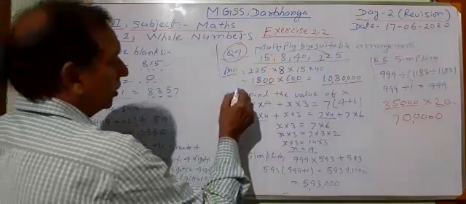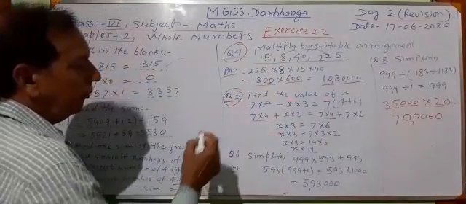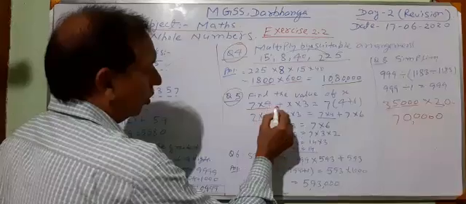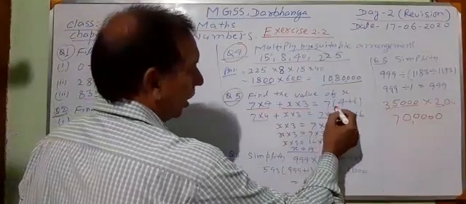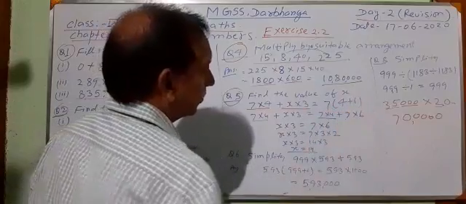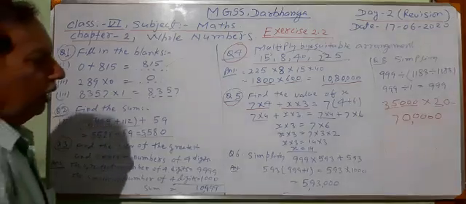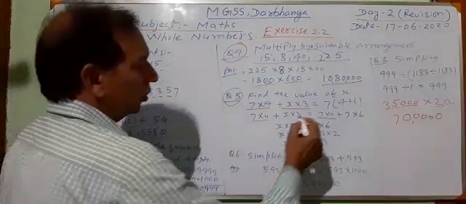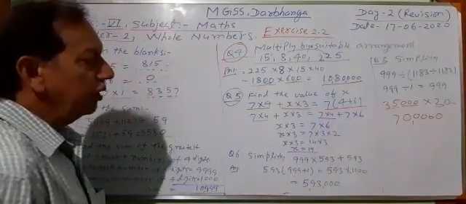Question number 5 is find the value of x. Here what has been given? 7 multiplied by 4 plus x multiplied by 3 is equal to 7 multiplied by 4 plus 6. Here we have to find out the value of x. First, to find the value of x, we shall expand the right hand side. And how shall we expand the right hand side?